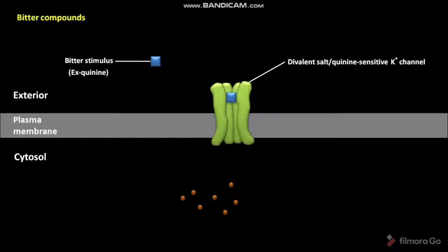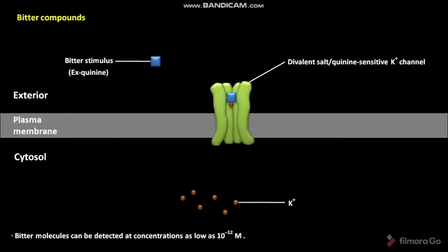As a result, the cytosolic K+ ion movement through the divalent salt or quinine-sensitive K+ channel to the exterior of the taste cell is blocked. As a result, the intracellular K+ ion or positive charge increases. This increase in positive charge produces a depolarization. Bitter molecules can be detected at concentrations as low as 10 to the power minus 12 molar.